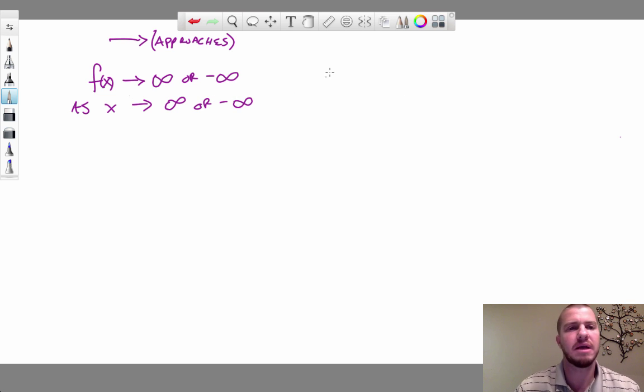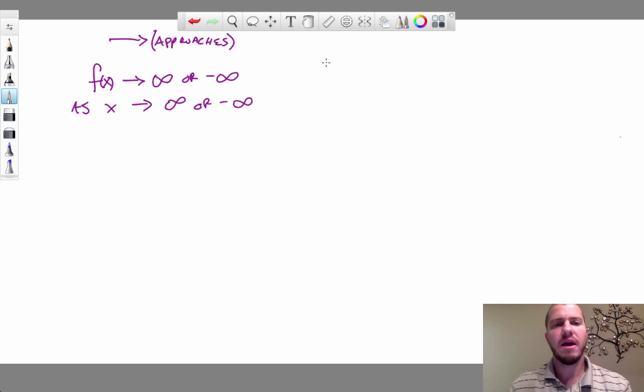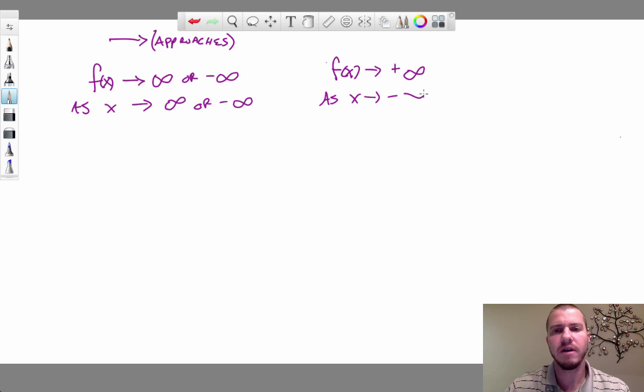So let me explain an example. If I have f of x approaches positive infinity, let me write the positive, as x approaches negative infinity. What that means is as the x part of the graph is going towards negative infinity, which is to the left, as the graph is going this way to the left, the y value is going towards positive infinity, so the y value is going up.